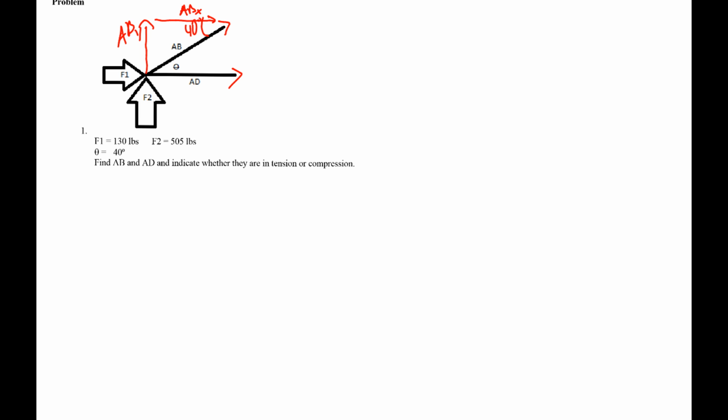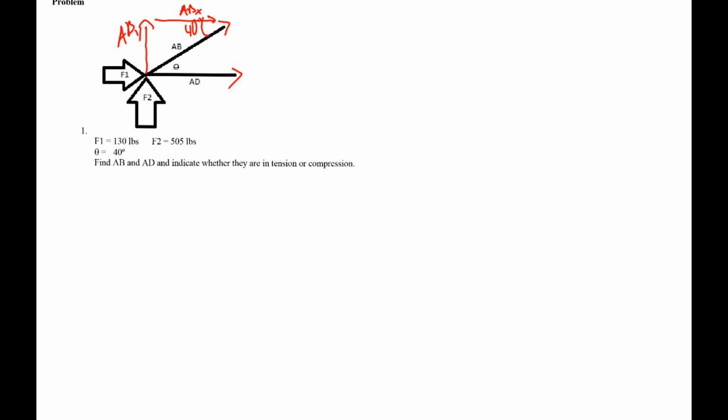All right. Which direction do we only have one unknown? In the x direction, we have F1, AD, and ABX. How many unknowns are there? Two. We know F1. We don't know AD or ABX. In the y direction, we have F2 and ABY. How many unknowns do we have? Just one. So we want to start in the y direction, right?